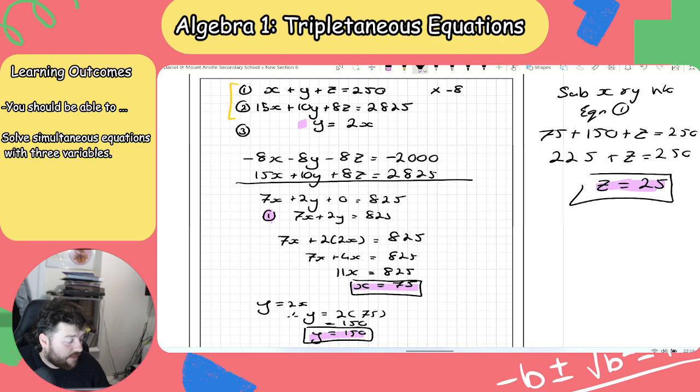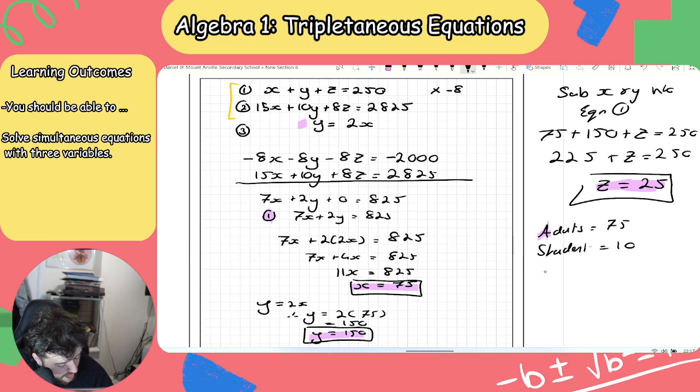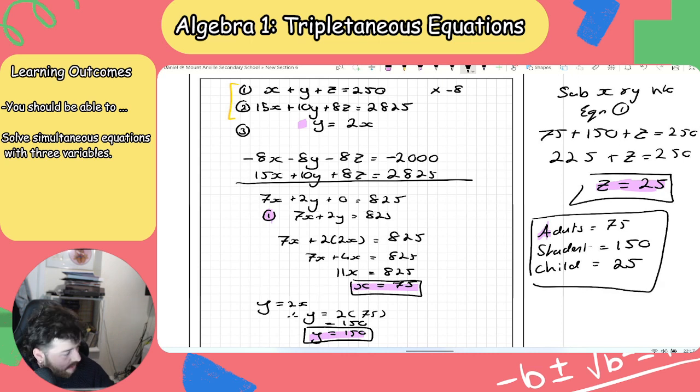And then 75 adult tickets were sold. So the number of adults was 75. Student tickets were 150 and child tickets were 25, right? And that's our answer there, right?